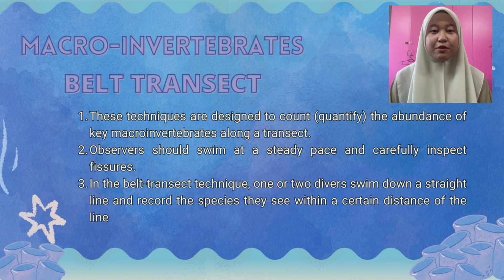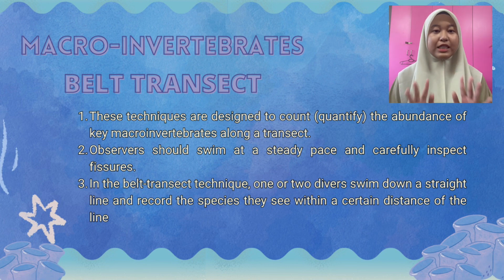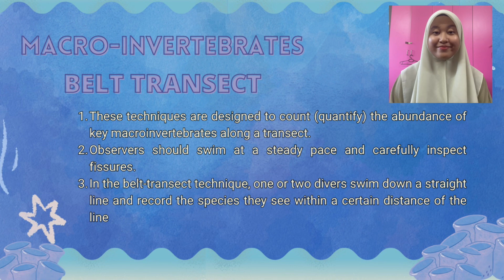However, because invertebrates can be highly cryptic and may live in cracks in the reef framework, there can be a lot of variance in numbers. Observers should swim at a steady pace and carefully inspect fissures. In the belt transect technique, one of two divers swims down a straight line and records the species they see within a certain distance of the line.